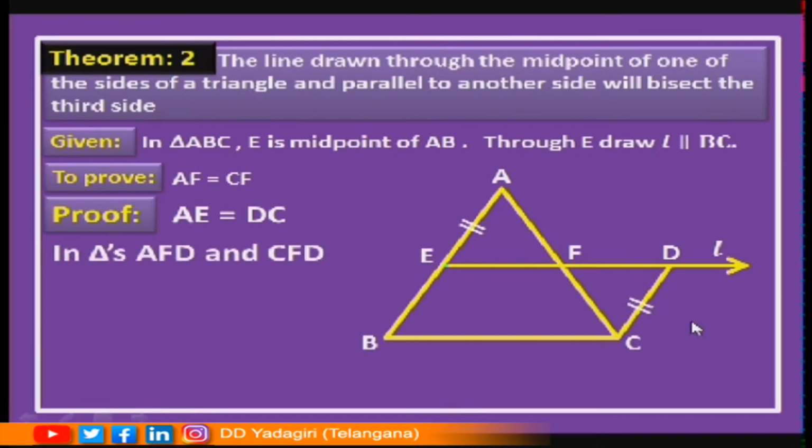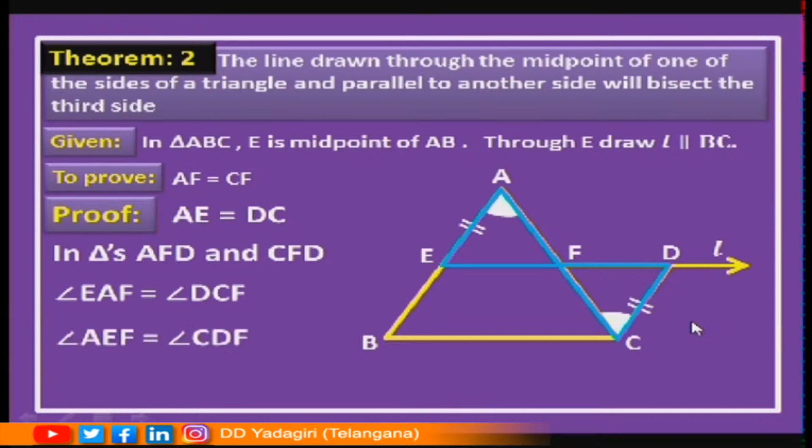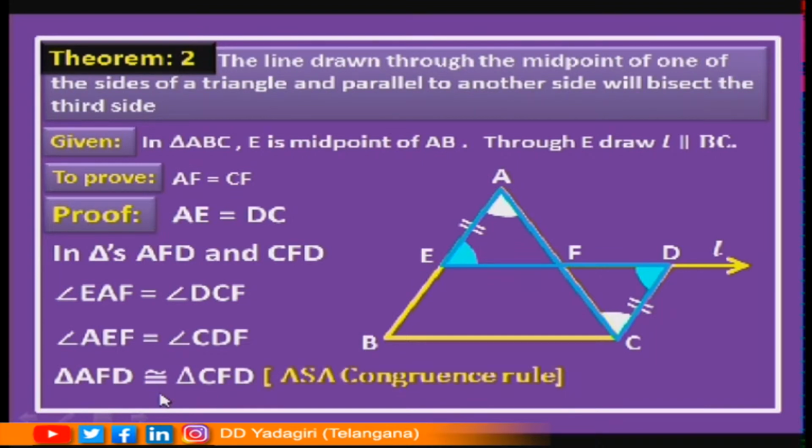Now, let us consider the triangles AFD and CDF. In these two triangles, I can write angle EAF and angle DCF, both are equal. Not only that, angle AEF and angle CDF, these two are also equal, because they are alternate angles. Now, if you notice these two triangles, two angles and the included side of one triangle are equal to two angles and the included side of another triangle. Therefore, these two triangles are congruent by angle side angle, that is the ASA congruency rule.